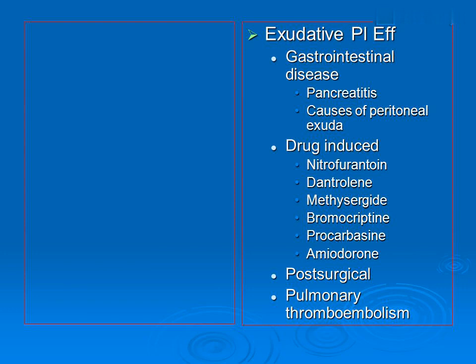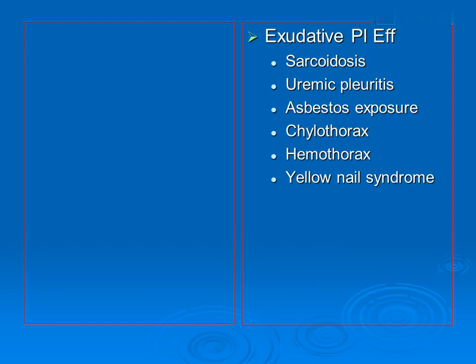Exudative pleural fluid: gastrointestinal disease, drug-induced, post-surgical. Pancreatitis, causes of peritoneal exudate. Drug-induced: nitrofurantoin, dantrolene, methysergide, bromocriptine, procarbazine, amiodarone. Post-surgical, pulmonary thromboembolism. Sarcoidosis, uremic pleuritis, asbestos exposure.